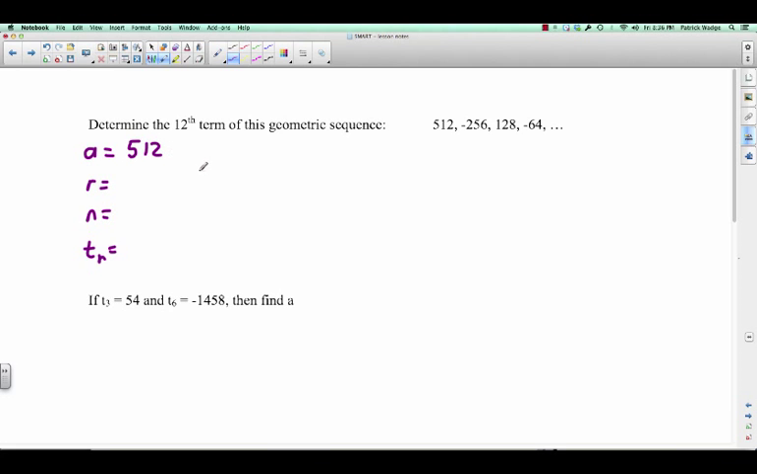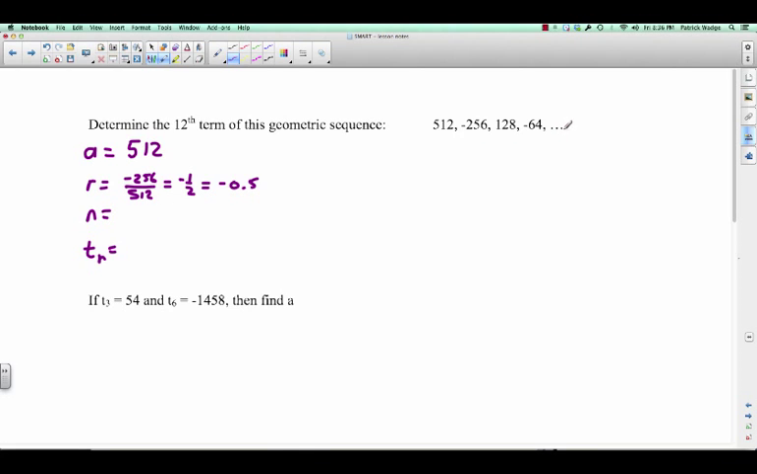R is the common ratio. Do we know that? Well, not just by looking at it, but based on what we just did in the last question, we can figure it out. Take any two terms and divide the second one by the previous one. So how about negative 256 divided by 512? Now, if you're good with fractions, you can probably see right now that it's negative 1 over 2. Or if you couldn't see that, just divide it. Negative 256 by 512, you'll get negative 0.5. That's fine too.